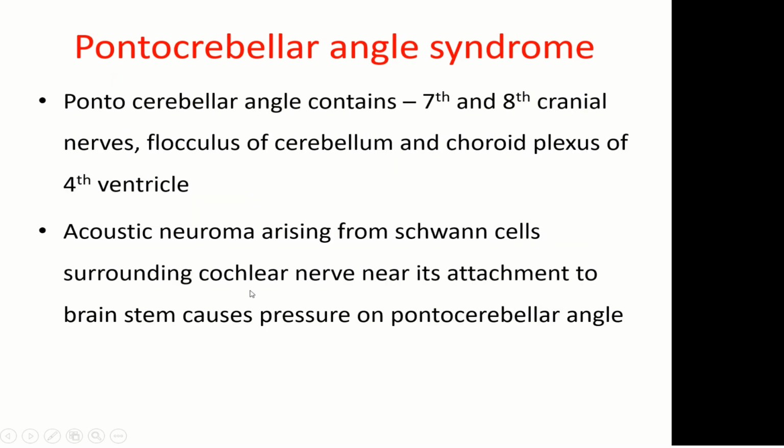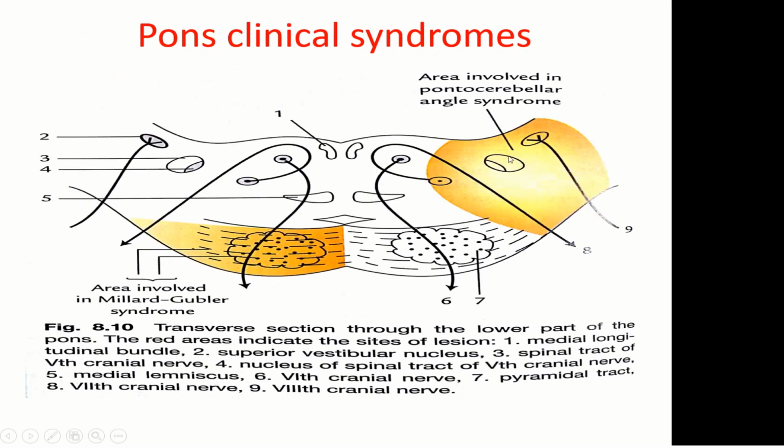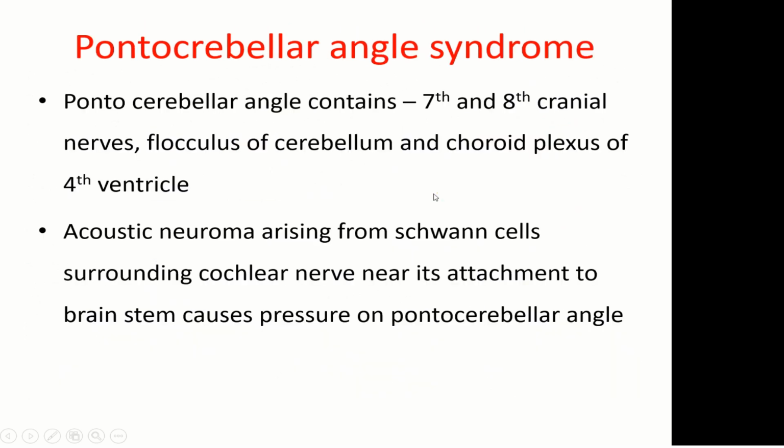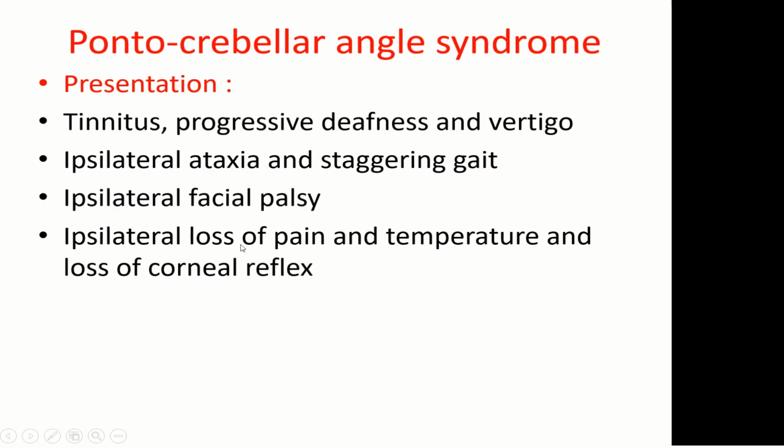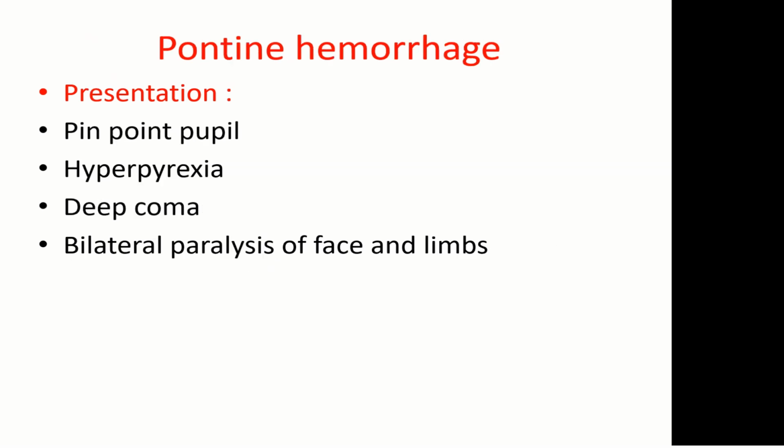One thing we didn't discuss here: if you observe this structure, what is this? This is the spinal nucleus and tract of the trigeminal nerve. Involvement of this leads to this symptom, ipsilateral loss of pain and temperature and loss of corneal reflex. So if we know the gray matter, white matter, and functions, whatever the area of brain which is being affected, all the symptoms can be easily derived.